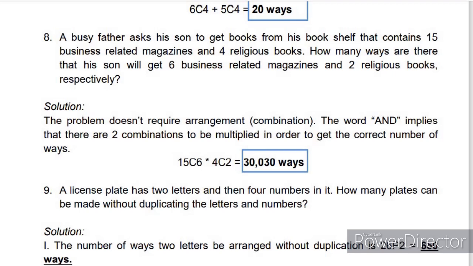Combination 2 because his son can get 2 religious books. Understand? So when we multiply those combinations, we will get 30,030 ways.